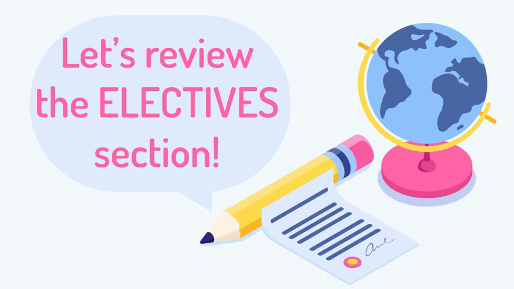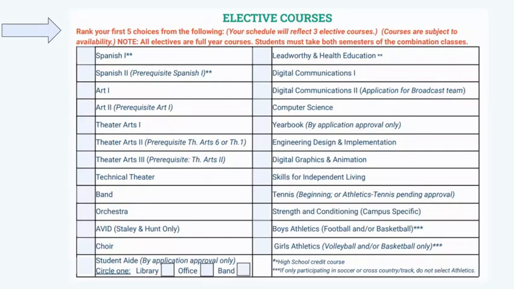Let's review the electives section. These are the classes that are offered to 8th graders for next year. If you'll notice, it's a large list compared to the ones you had last year. But remember, students who took PE class in 6th and 7th grade can elect to take a PE class in 8th grade. It is an elective and it's a choice for next year.